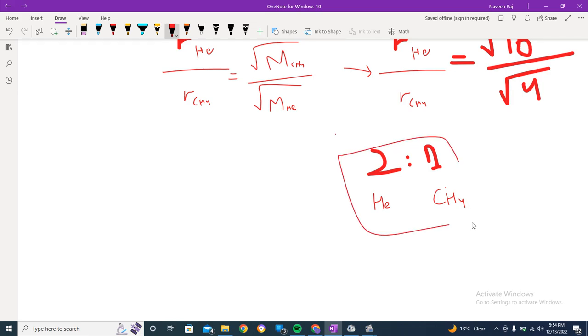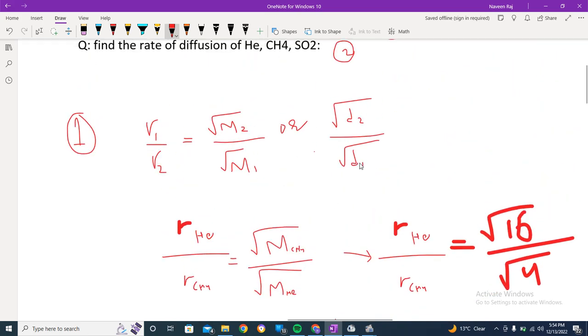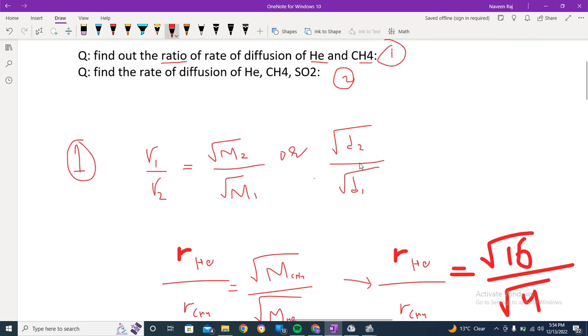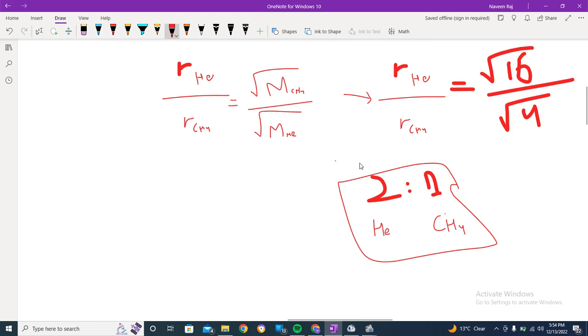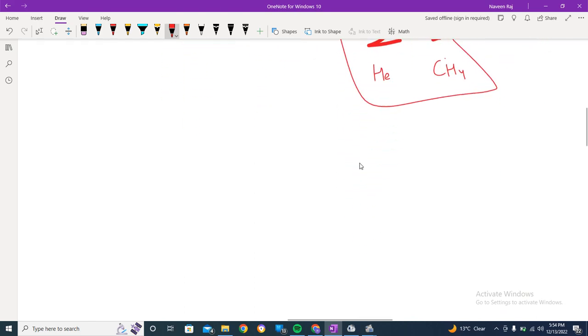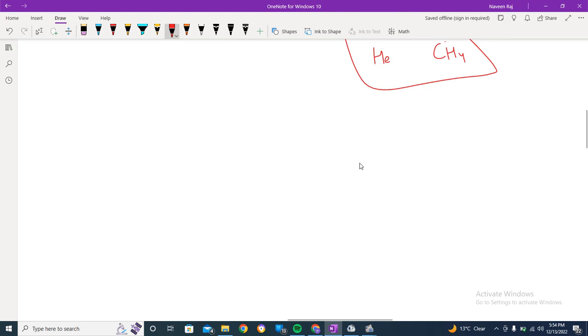This is your answer. The second one is also quite a simple problem. Find the diffusion of helium, CH4 and SO2. I'll do one for you, and the remaining two are your homework. We are given three gases, so we cannot do a direct comparison. Suppose I am asked for helium, this is question number 2: R helium is equal to K over radical M of He, that is the inverse relation, right?